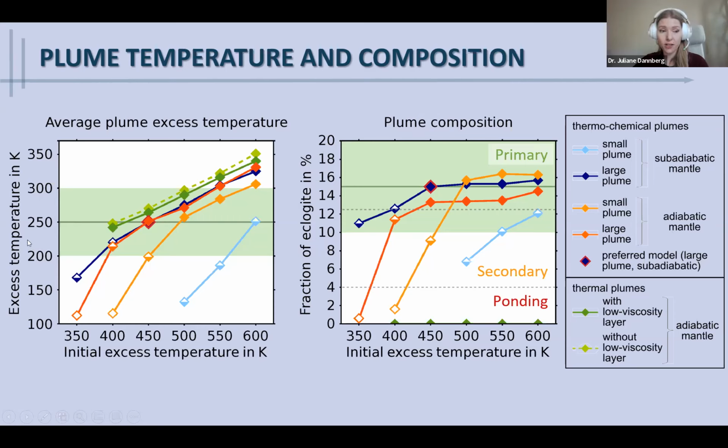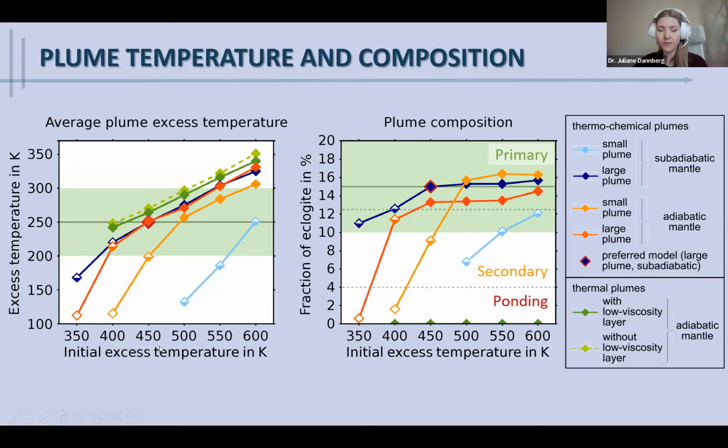And what the two panels show is, on the one hand, the left panel shows the excess temperature of the plume when it approaches the surface versus its initial temperature. And the panel on the right shows the fraction of basalt in the plume also versus its initial temperature. And then the green bars in the background show what we think, based on observations, these properties should be. And then the filling of the symbols tells us what type of plume it is. So the solid symbols are plumes that directly rise from the core-mantle boundary to the surface. The half-filled symbols are the secondary plumes, and the empty symbols are the plumes that pond and never reach the surface.